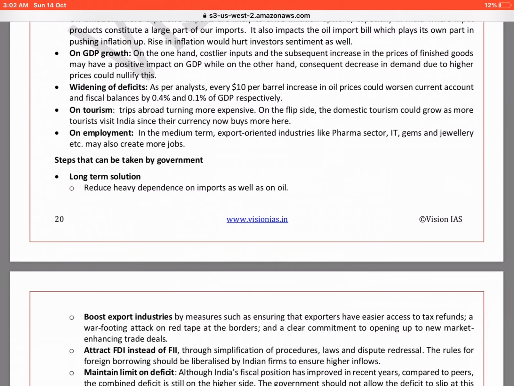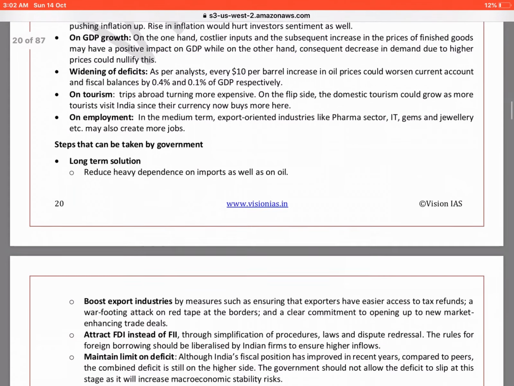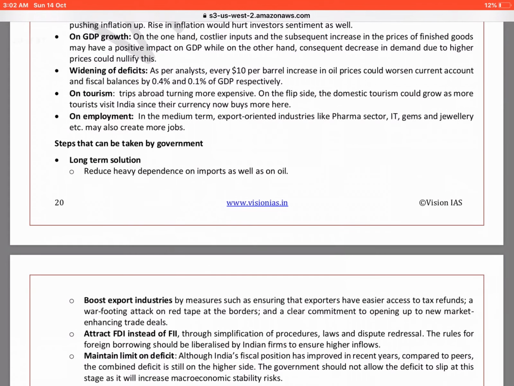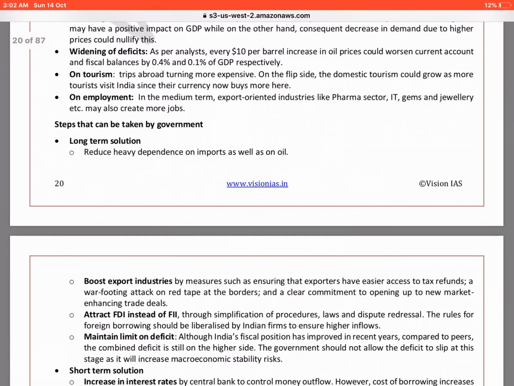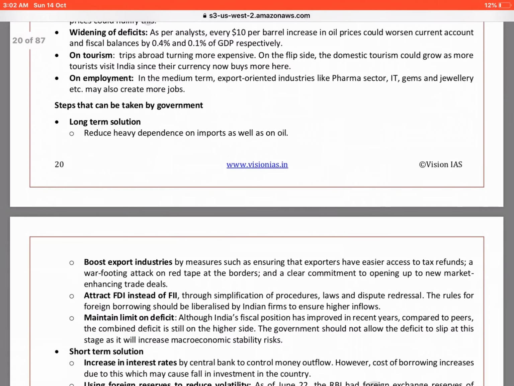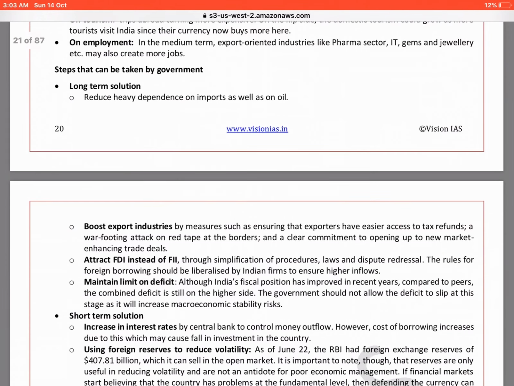So you can mention such figures in the answers. On tourism, the trips abroad will be expensive and domestic tourism will grow. On employment, those industries that are export oriented like pharma, IT, gems and jewelry, they can create more jobs. What are the steps that can be taken by the government?